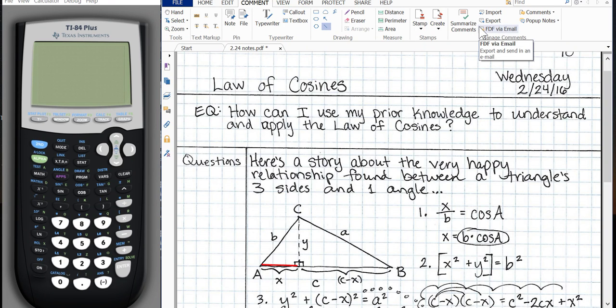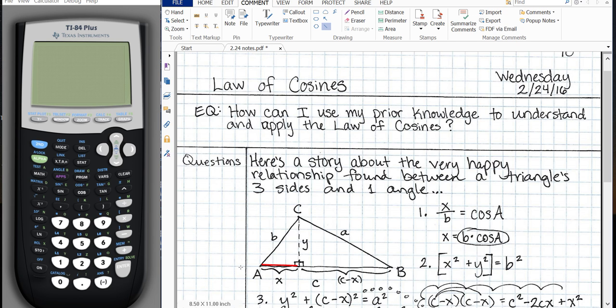Hi, we're going to learn about the law of cosines today. So the law of cosines is like the law of sines. It's used for oblique triangles, triangles that are not right triangles, those non-rights that maybe have 3 acute angles or 2 acute and 1 obtuse angle.